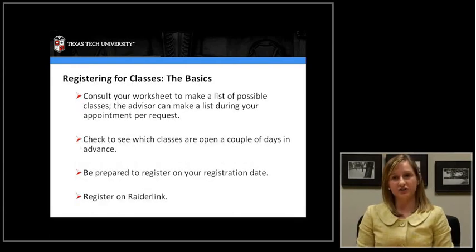So how do you register for classes? Here are the basics. Consult your worksheet that you got at your appointment to make a list of possible courses you want to take. The advisor can also make a list during your appointment per your request. Check to see which classes are open a couple days in advance. If you look too far out ahead, they might be closed by the time you want to register.